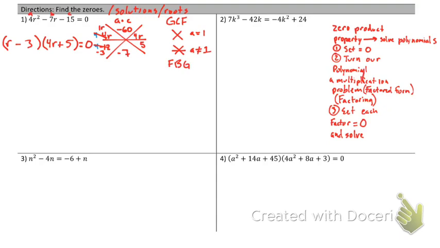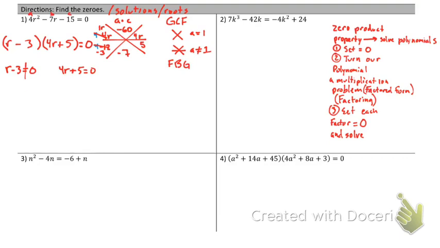So we are done with step 2. Okay, we put it into factor form. Step 3 says set each factor equal to 0 and solve. So if you look, we have 2 factors and we got to solve. So my first factor, set it equal to 0. My second factor, set it equal to 0. And now we solve for each factor.